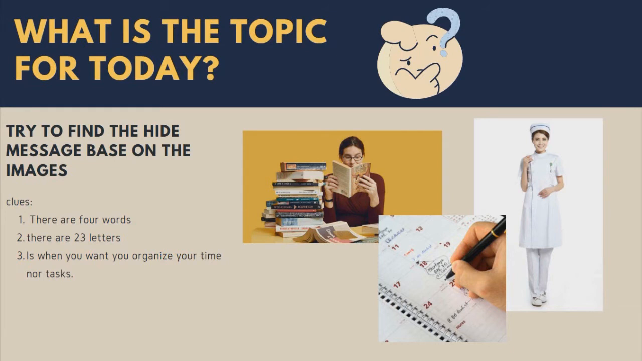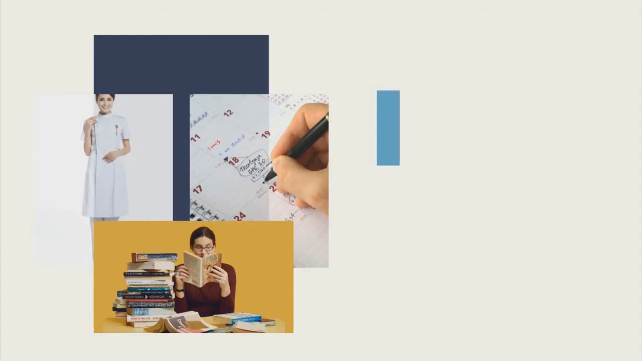Para ayudarles tenemos unos clues. Entonces tenemos que la palabra oculta en las 3 imágenes has 4 words. Tenemos que también has 23 letters. Tenemos también que is when you want to organize your time or tasks. So, what is the topic for today, guys? So, if you do it properly, this will be your answer.